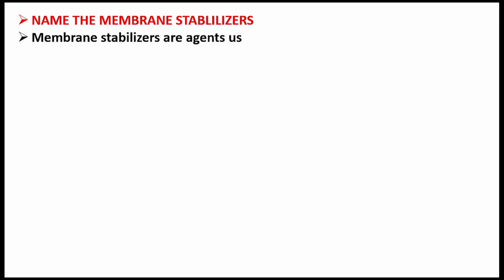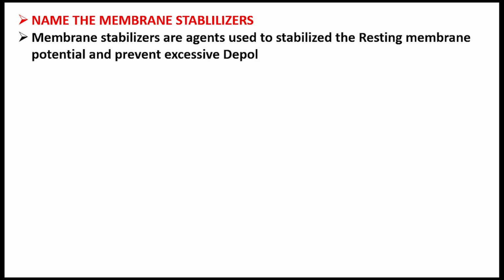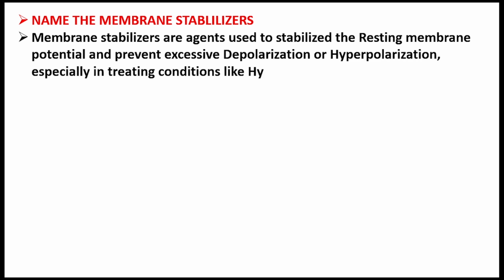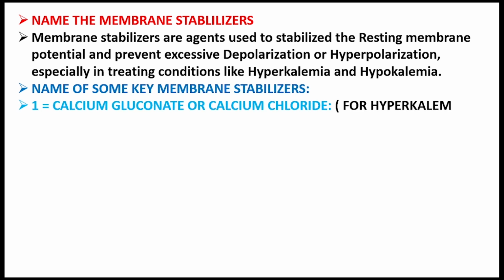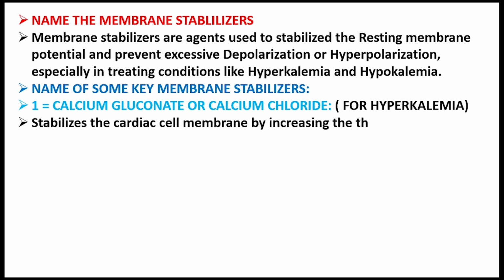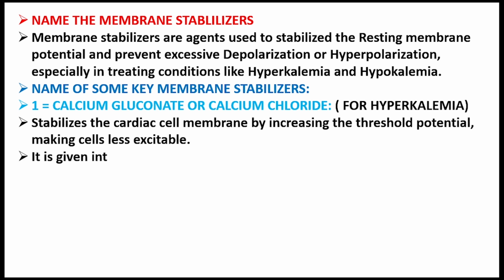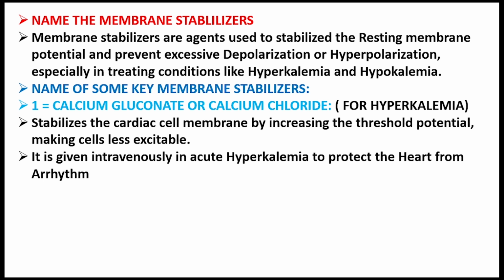Membrane stabilizers are agents used to stabilize the resting membrane potential and prevent excessive depolarization or hyperpolarization, especially in treating conditions like hyperkalemia and hypokalemia. Name of some key membrane stabilizers. 1: calcium gluconate or calcium chloride for hyperkalemia. Stabilizes the cardiac cell membrane by increasing the threshold potential, making cells less excitable. It is given intravenously in acute hyperkalemia to protect the heart from arrhythmias.